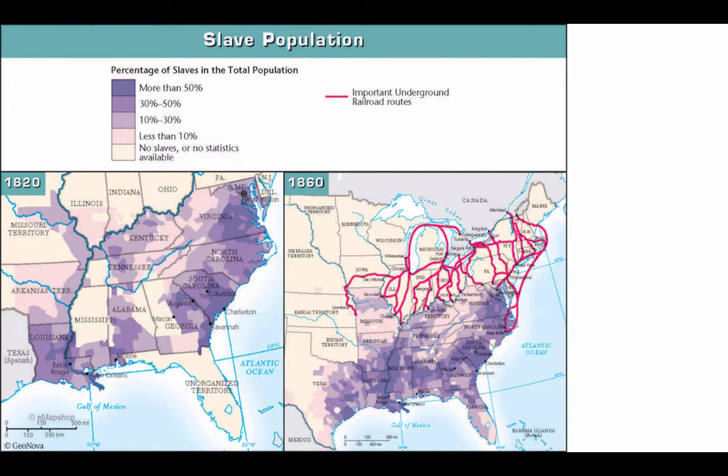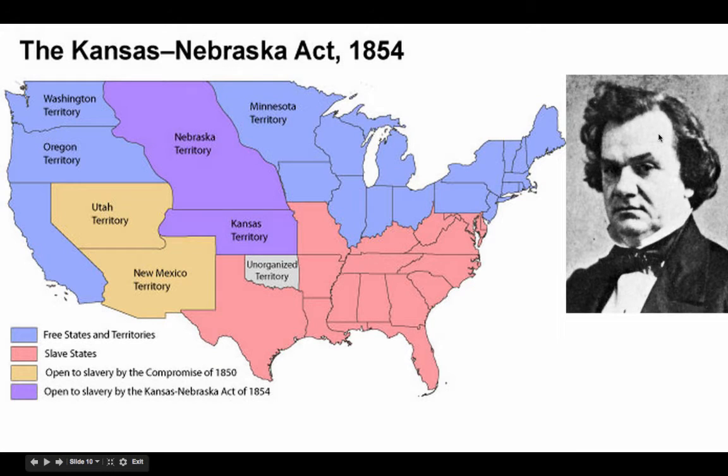So anyways, let's move on. Here we can see a great map that shows us not only the expansion of slavery from 1820 to 1860, but we're also going to see the Underground Railroad routes where African Americans were able to escape slavery with the aid of Northern abolitionists. So anyways, soon after the Compromise of 1850, it's going to be necessary for another compromise, and that's going to be the Kansas-Nebraska Act.